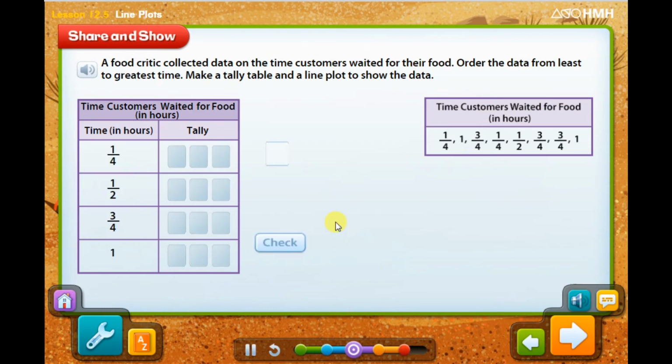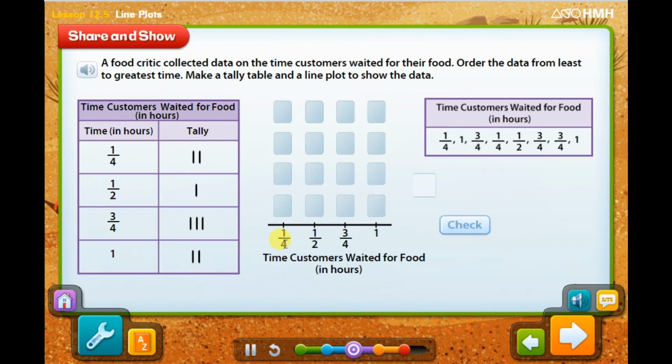Tally each length of time by dragging each tally to the correct row within the table. Tallies may be used more than once. Let's see how many times each number is repeated. That's right. The tally is equal to the number of times each value occurs within the data. Complete the line plot by dragging the correct number of X's for each tally onto the number line. That's right. The number of X's for each data point should equal the number of tallies within the tally table.